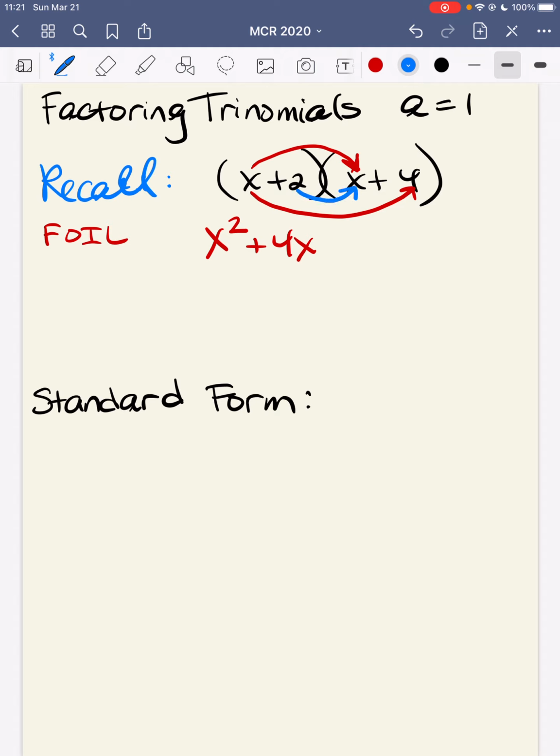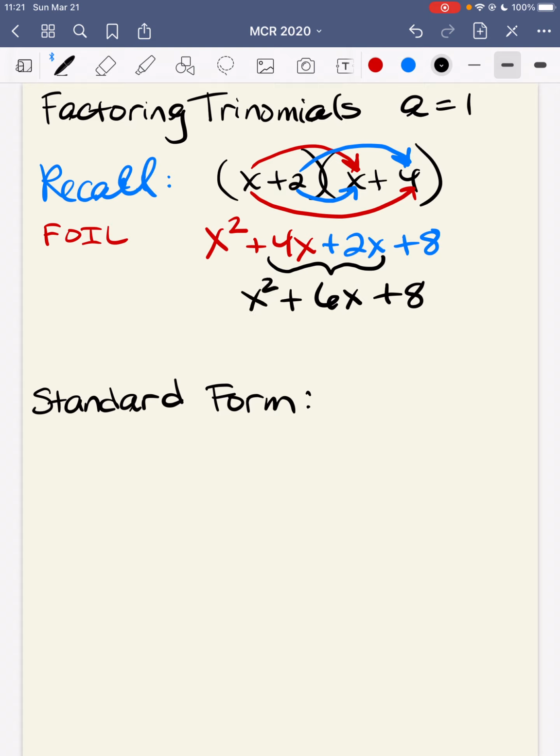Then I go ahead and do the second term by the first term in the second binomial, which gives me plus 2x. And then that last term in the first binomial, last term in the second binomial, which is my L, my last. 2 times 4, which is 8. And then we notice our middle two terms are like terms. We can actually add them together. Remember, we add the numbers and keep the x as it is. So this is 4 plus 2, which is 6, and the x. And then the 8 and the x squared drop down. And we end up with this trinomial.